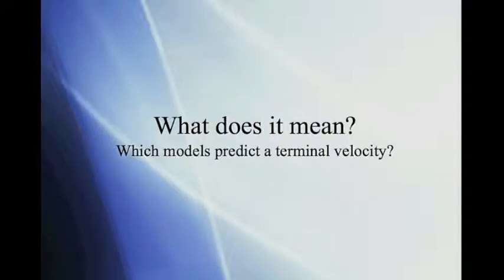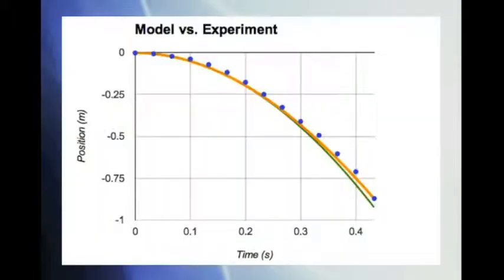Which models predict a terminal velocity? The model which represents the weight force and the drag force, which is the yellow line, best represents terminal velocity because it is the most accurate.